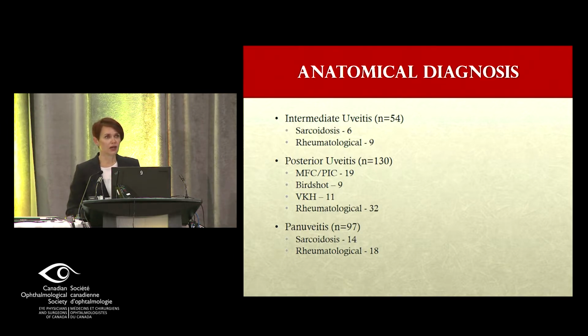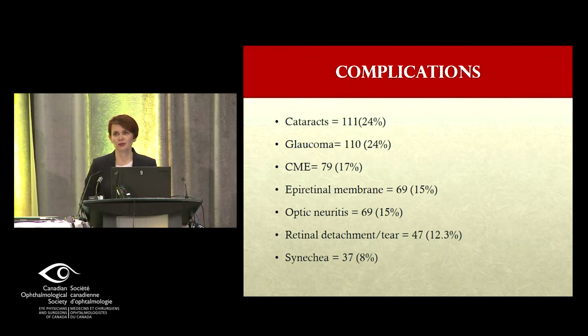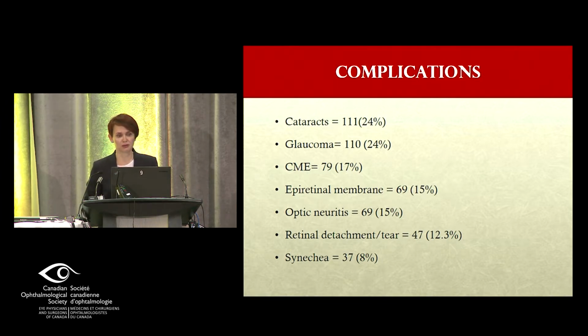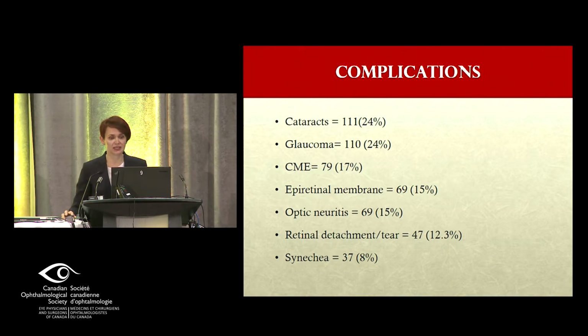Looking at complications, that's what we're trying to avoid, hopefully by close collaboration. But there's still a significant proportion of people who had pre-existing complications or developed them. 24% had cataracts and glaucoma, 17% had CME, 15% epiretinal membrane or optic neuritis. There was 12% retinal detachment, and almost 40% had synechiae.